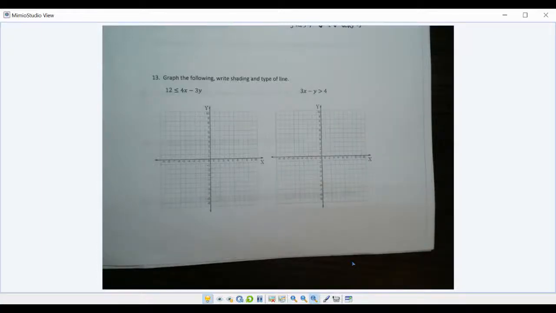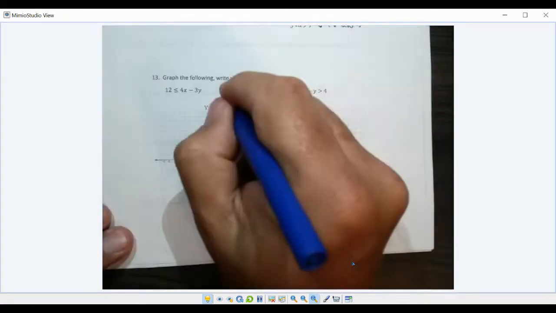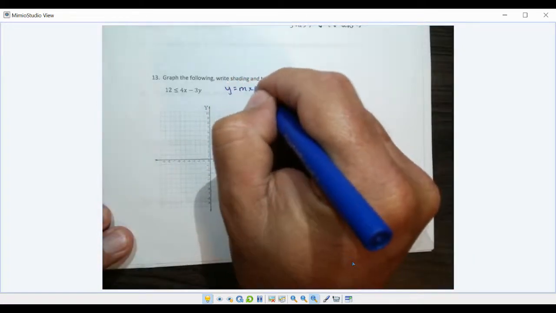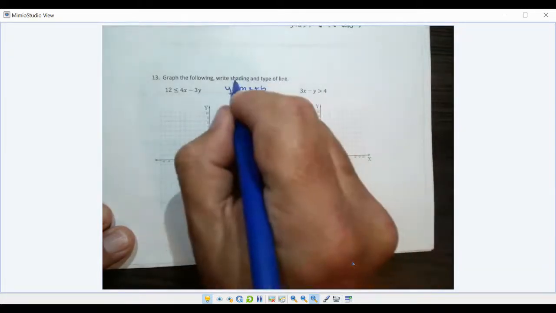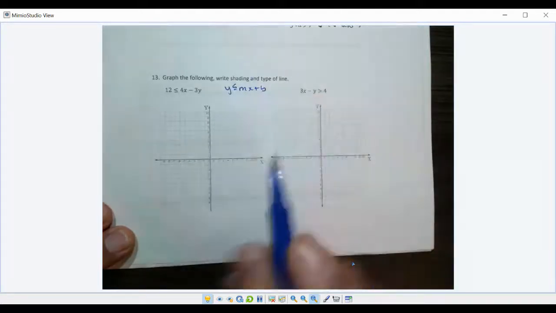All right, this is question number 13. It has two graphs on it, and we're going to graph these pretty quickly. Before we can graph, we have to put them in the y equals mx plus b format. Now these are less than and greater than symbols, so it's really the same thing as having an equal sign, except we're going to put a less than or equal to sign.